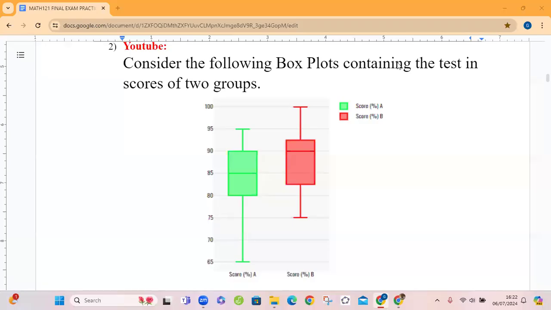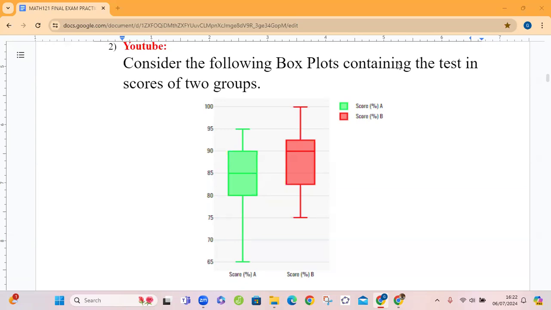In this video, we are going to discuss number 2. It says here, consider the following box plots containing the test scores of two groups. So here we have two visual depictions of the data collected for two groups, A and B. A is in green and B is in red.